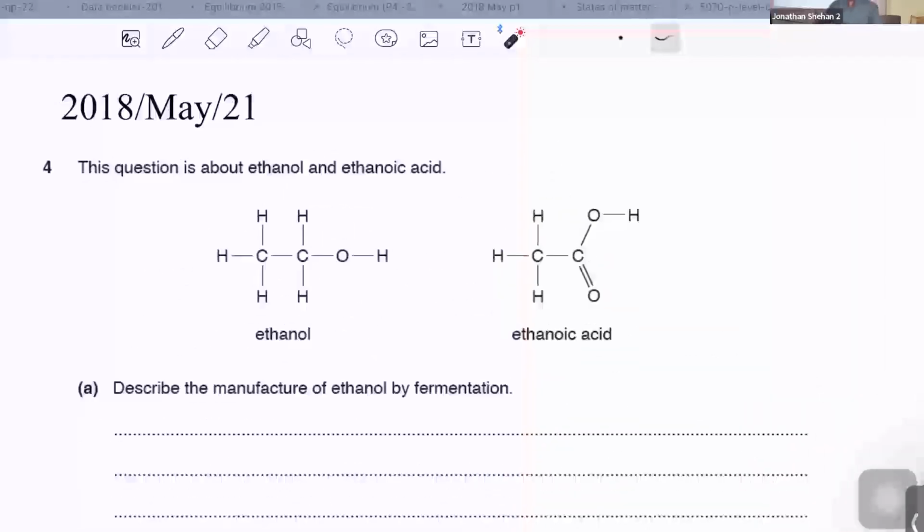Right, now we will do a question from the 2018 May/June paper. This is question number 4 in that paper, paper 2. This question is about ethanol and ethanoic acid. Before we go to the question, we have alcohol. When we name the alcohol, we use the suffix -ol. So ethanol, because ethan is because there are 2 carbons in the carbon chain.